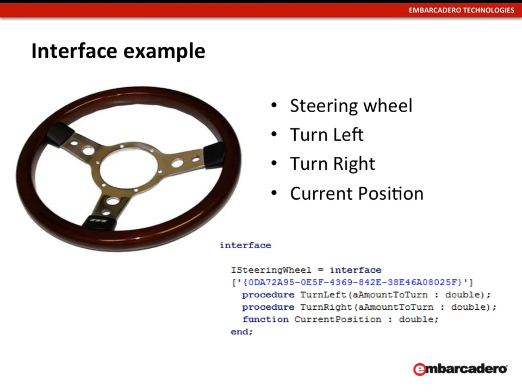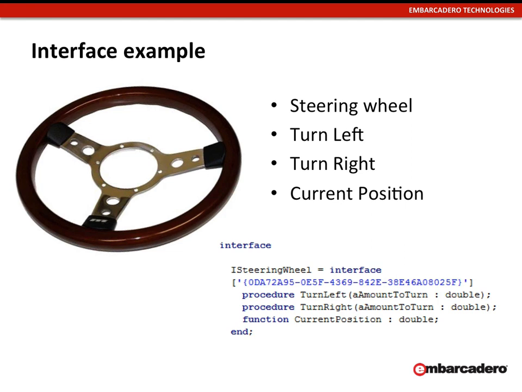So let's explore an interface. I mentioned a steering wheel. Let's try and use that as an example. So we may have a steering wheel. You want to be able to turn it left, you may want to be able to turn it right, and you need to tell it how far you're turning it left and right. And you may have a current position, so it tells you where it is as a value, maybe on a 360 degrees, let's say.